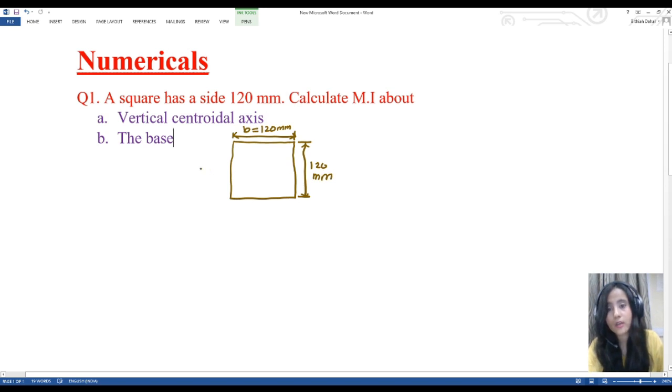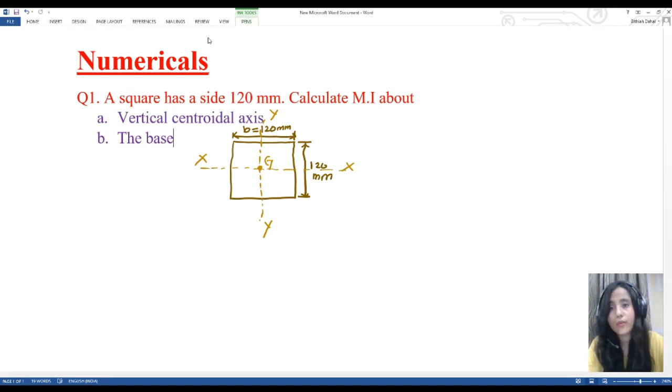Now let us say two axes, let's say this is y-axis and this is x-axis. Y-axis here and x-axis here. So let this be the centroid G.